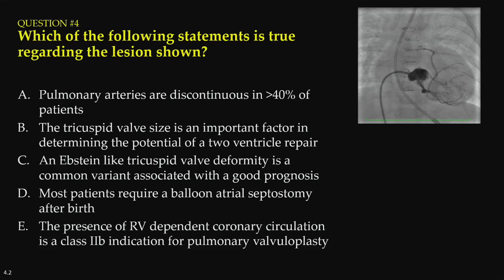Now, this is the sort of way the test will go. It'll give you that angiogram, and then it'll give you a series of questions. So which of the following statements is true regarding the lesion shown? Pulmonary arteries are discontinuous in more than 40% of patients. The tricuspid valve size is an important factor in determining the potential of a two-ventricle repair. An Epstein-like tricuspid valve deformity is a common variant associated with a good prognosis. Most patients require a balloon atrial septostomy after birth. Or E, the presence of RV-dependent coronary circulation is a class 2B indication for pulmonary valvuloplasty.